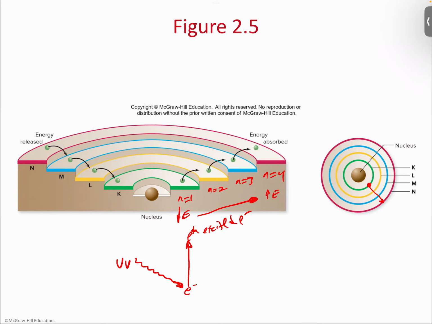Well, there's two things that you can do. The first one is you can just let it go right on back down to its stable state. And when it does that, it's going to release the excess energy that it absorbed, and it'll release that as a photon of light. If it does that, this is fluorescence.